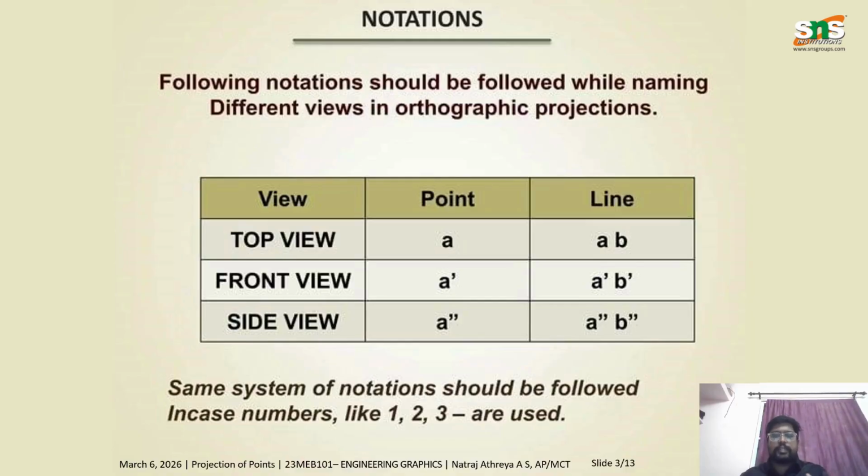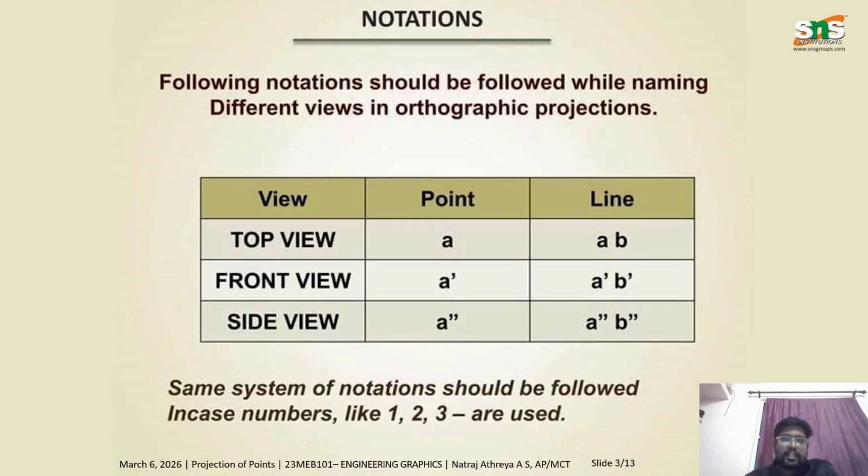So it will be represented by the 2 points AB, PQ, RS, and so on. If it is in the front view, we have to mark it with a dash. So if the point is there in the front view, it is denoted by a dash. So we call it A dash, P dash, or whatever notation we give for that particular point. Similarly, if we have multiple points and they are connected together, it will be called A dash, B dash. So we give dash to both the points.